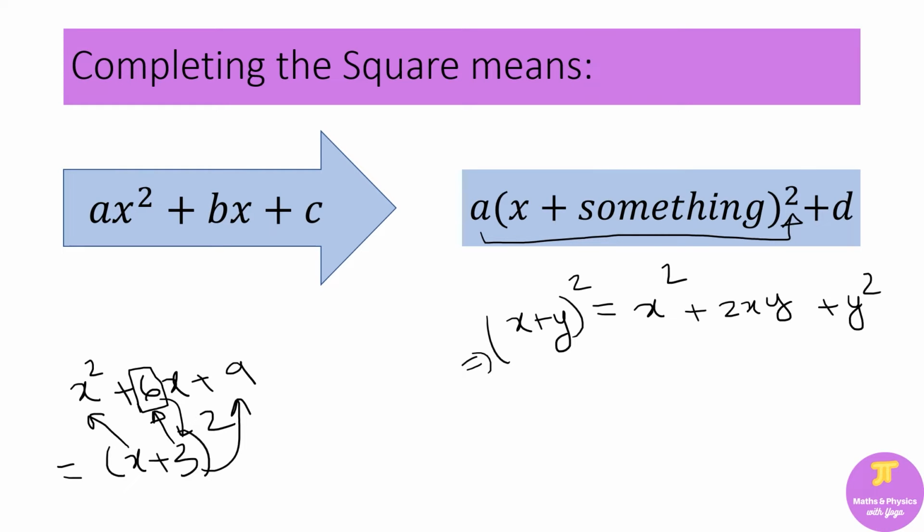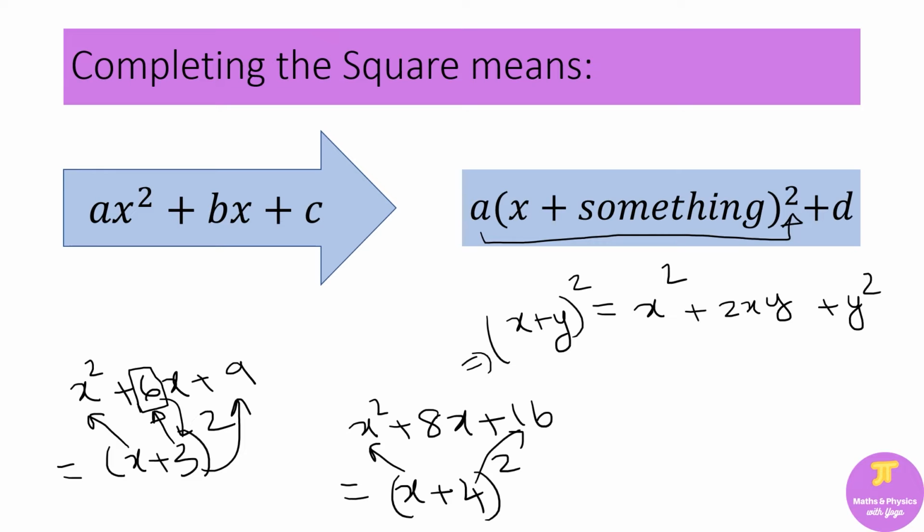I'll give you another example. x squared plus 8x plus 16 is nothing but (x + 4) whole thing squared. Because you have x squared, we have 4 squared. What is this? It is half of 8. So we need to remember this fact.